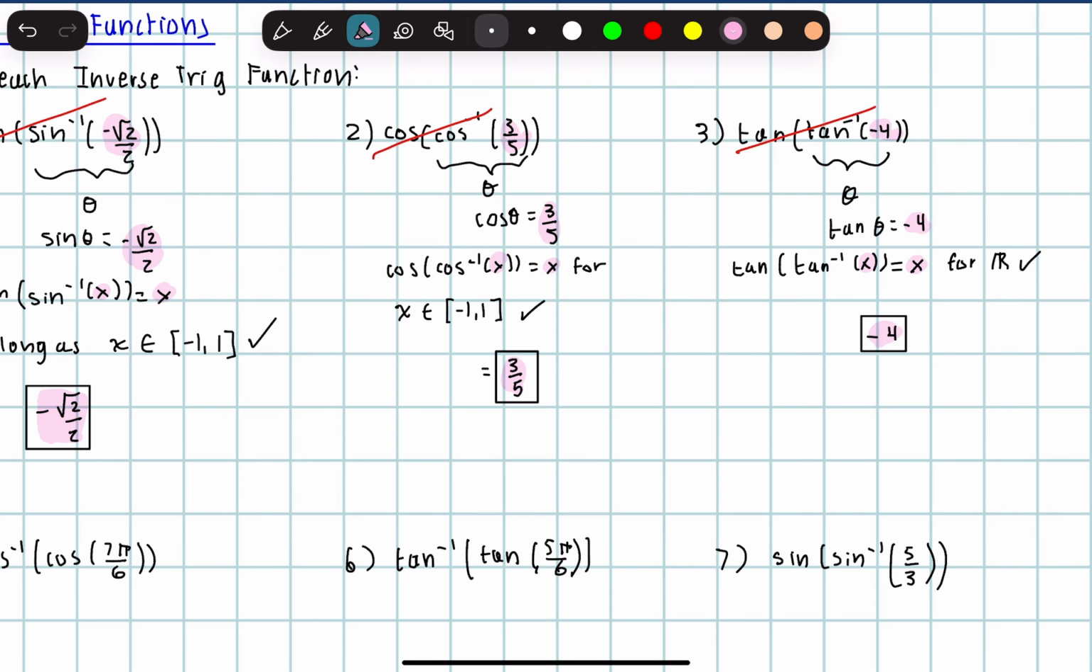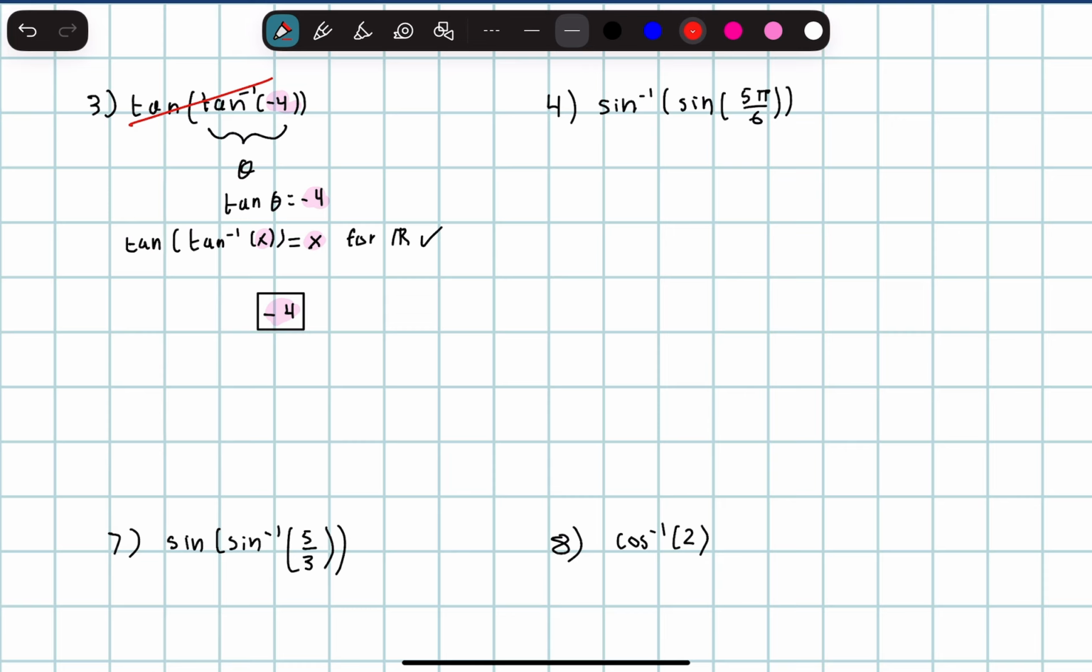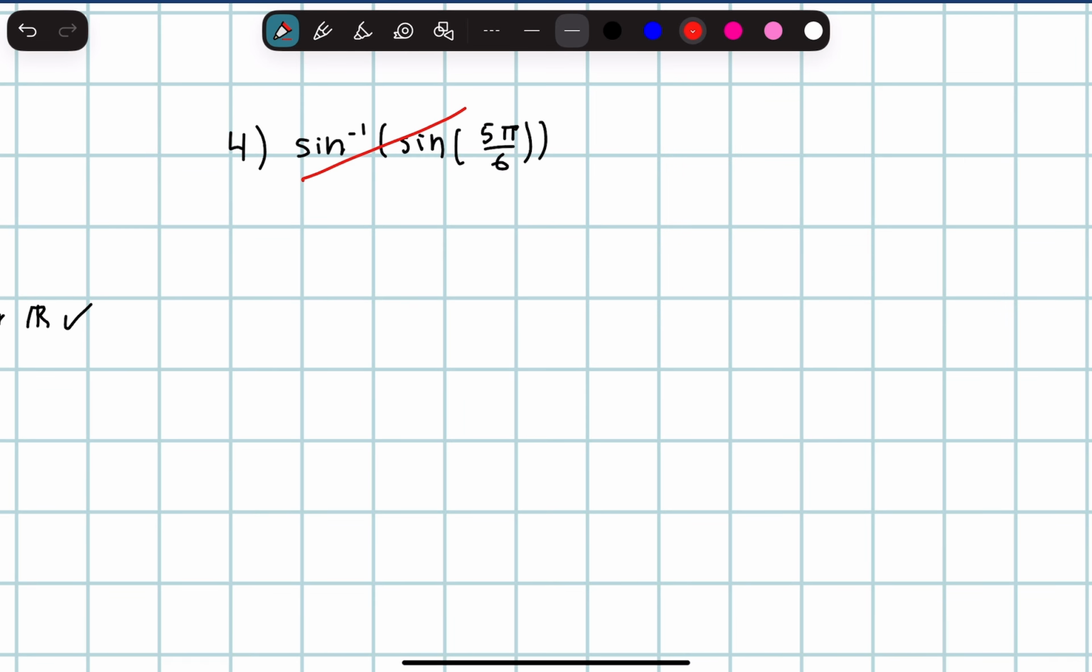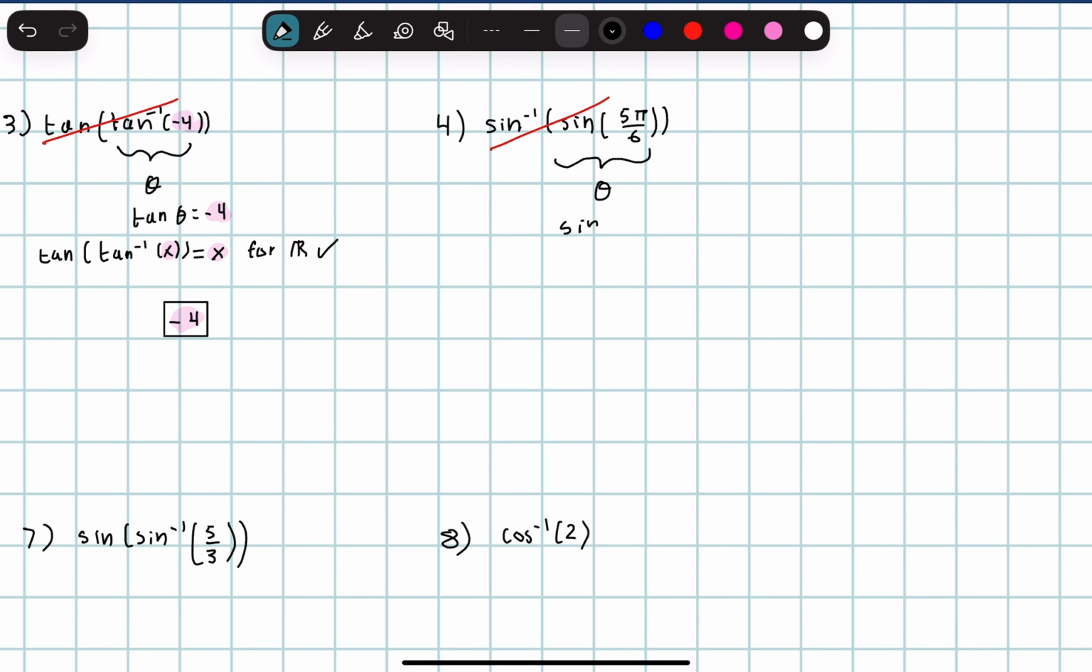Same thing for this. Honestly, you could just cancel it out, but we're going to prove it with this. That's just theta. So then you can rewrite this as sine of theta, sine 5 pi over 6 is equal to 1/2.